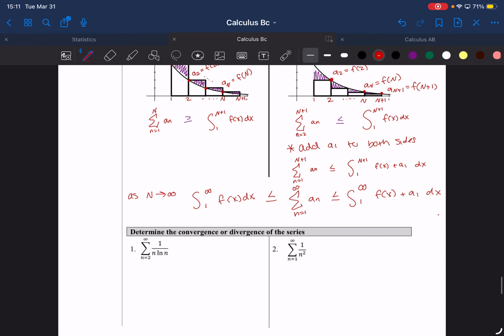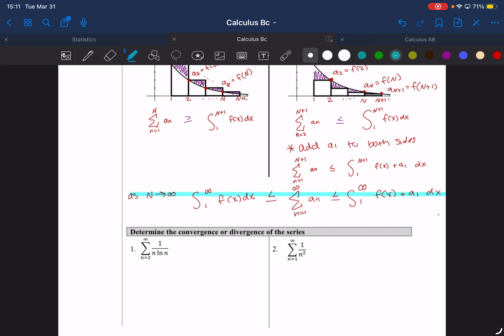So any questions on the proof? Out of the whole proof, again, this line is the most important. As long as you can see the connection that the summation is between the two integrals, and that if the integrals are converging, the summation must converge, and vice versa.